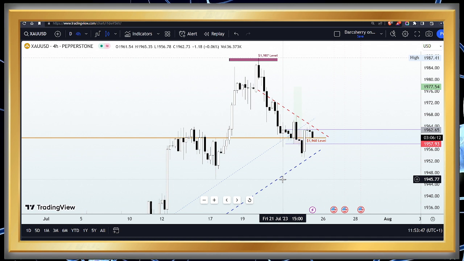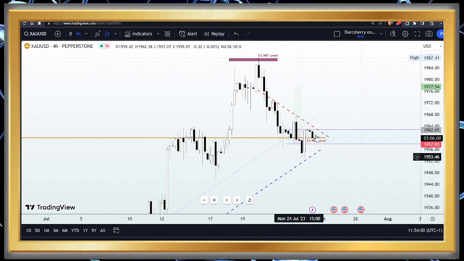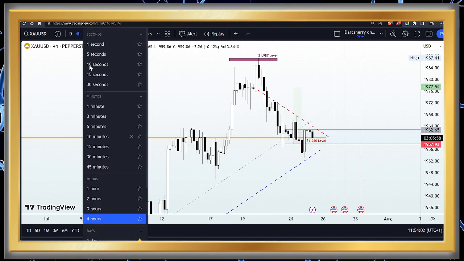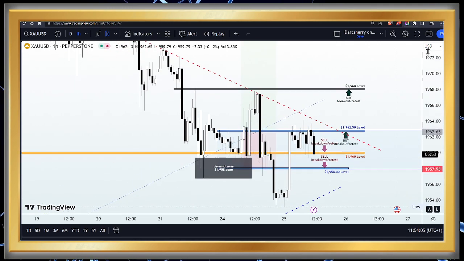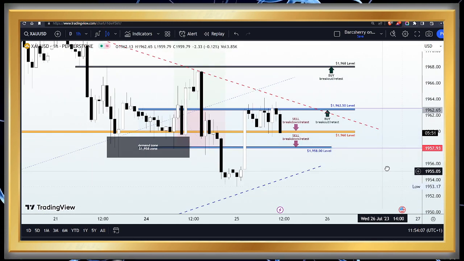Now let's look at things from a technical standpoint. So we shall be scaling back down into the 1 hour time frame, where we want to see how the market has been reacting to our key level and the current market structure to decipher what our next line of action will be. So scaling down into the 1 hour time frame, this is what we have been able to see here since the beginning of the week.